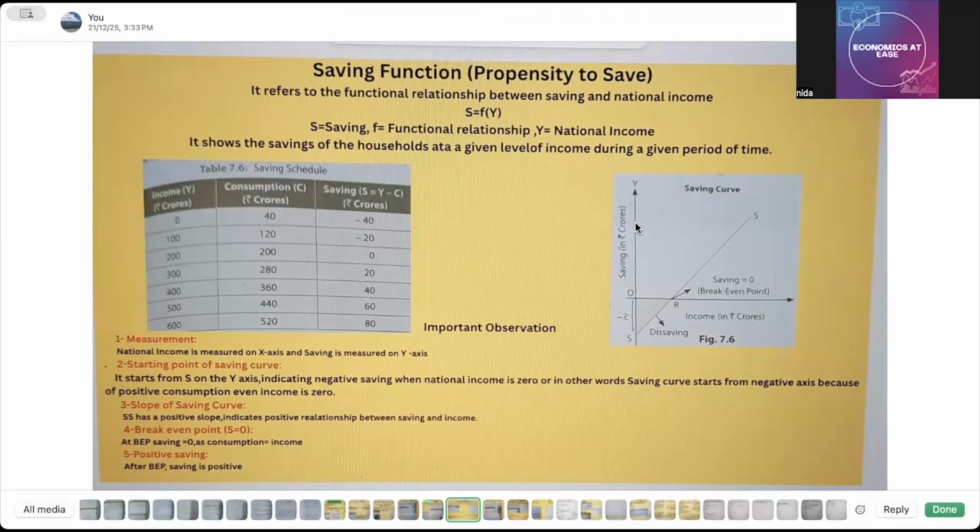Measurement we have already seen: saving is taken on the y-axis and income is on the x-axis. When the income is low, the savings are negative, so we start from the negative side because of the autonomous consumption. As the income increases, the saving also increases, but at the point where income is equivalent to consumption, 200 and 200, saving will be zero. That is the break-even point. You should know the break-even point of the saving function and the consumption function, right?